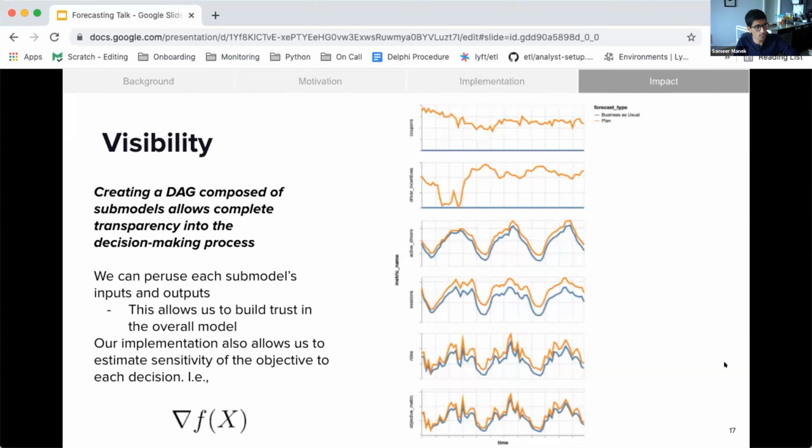That is to say, we can use this to build trust, and business owners or stakeholders can also use this to understand what the model is doing, which is an advantage of using this approach over any other approach, really. One other advantage of our implementation, heavily relying on PyTorch modules, is that we're also able to trivially estimate the sensitivity of the objective to each decision. That is, we can figure out the gradient of F with respect to any of the decisions.